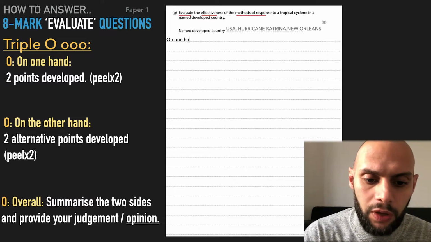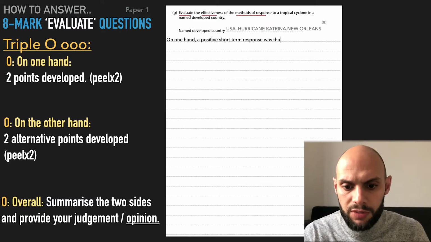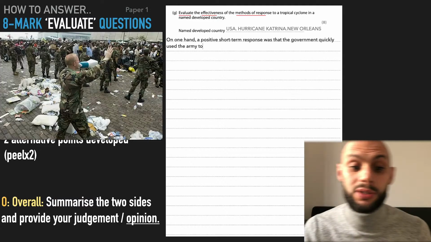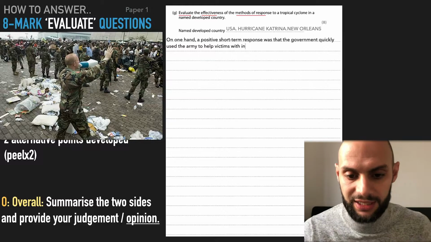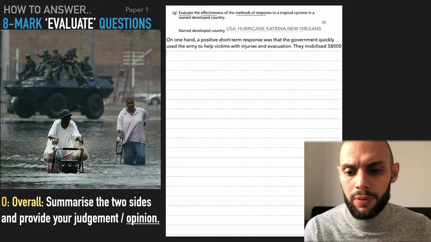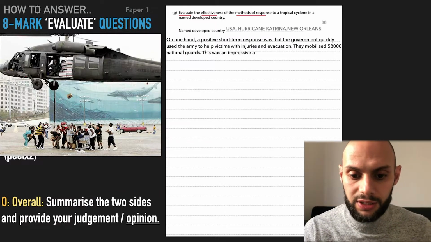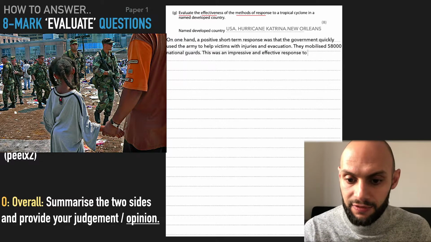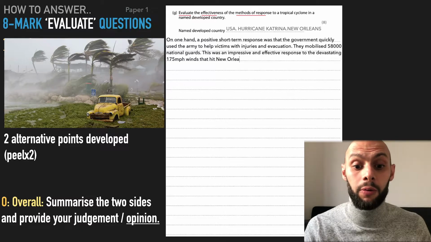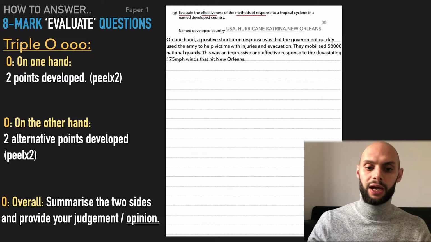So pay attention. On the one hand, a positive short-term response was that the government quickly used the army to help victims with injuries and evacuation. They mobilized 58,000 National Guards. This was an impressive and effective response to the devastating 175-mile-per-hour winds that hit New Orleans. Okay, let's carry on then.